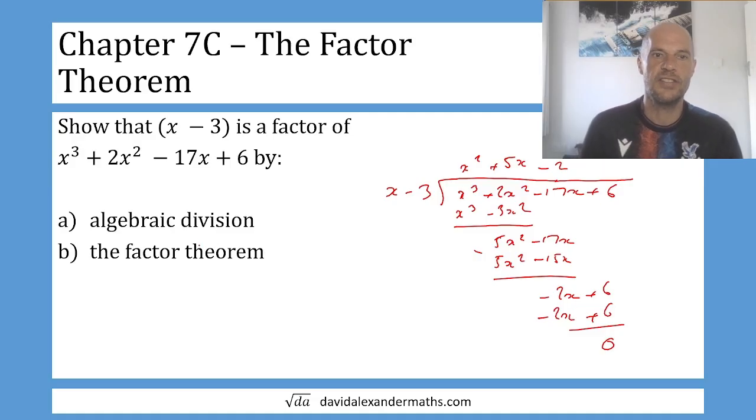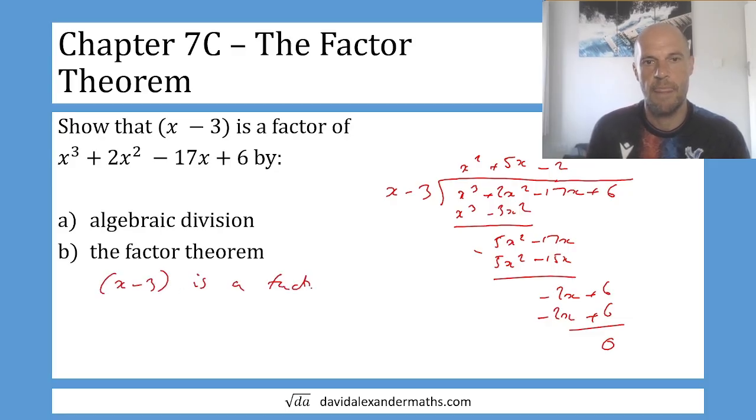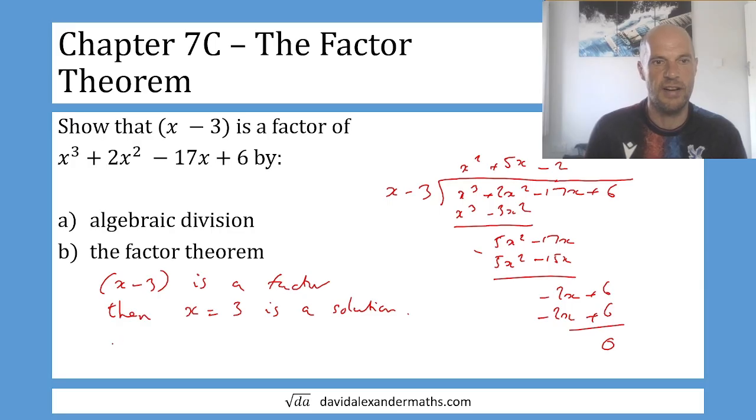Now if we're using the factor theorem, if x minus 3 is a factor, if x take away 3 is a factor, then x equals 3 is a solution. So all I need to do is just substitute in 3 into this equation and I should get 0. So 3 cubed plus 2 lots of 3 squared minus 17 lots of 3 plus 6.